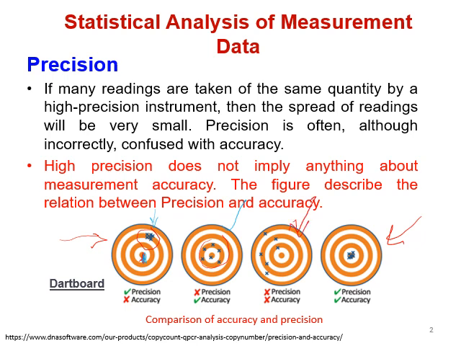Let us look at this case. In this case, you will find the data is spreading everywhere in the dartboard, and they are far from the center. Here we call the precision low and the accuracy low. The data is not precise and not accurate.